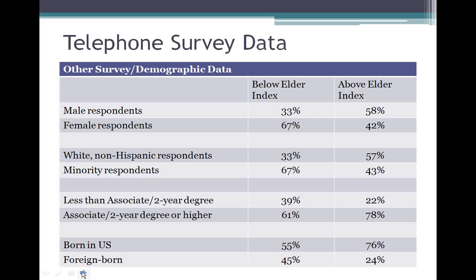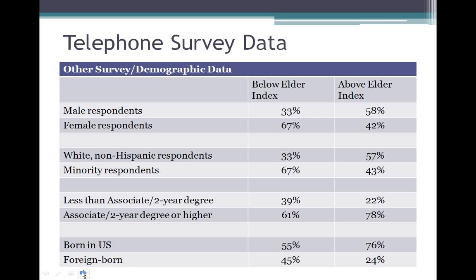One thing that did jump out as interesting was educational level. We see that 61% of respondents below the Elder Index had an associate's or 2-year degree or higher, which is surprisingly high. There's quite a bit of educational attainment among those seniors falling below the Elder Index. We do see more above the Elder Index as well, but education is not necessarily the leading factor for falling below the Elder Index.